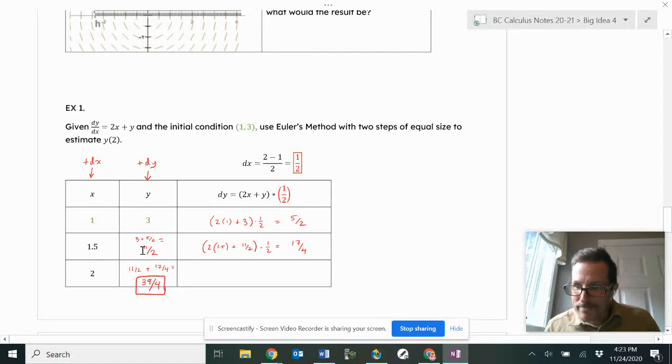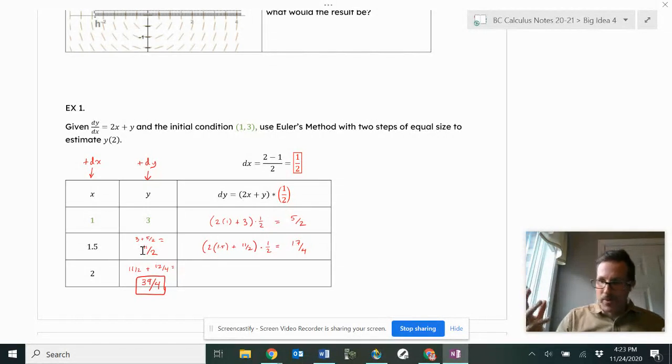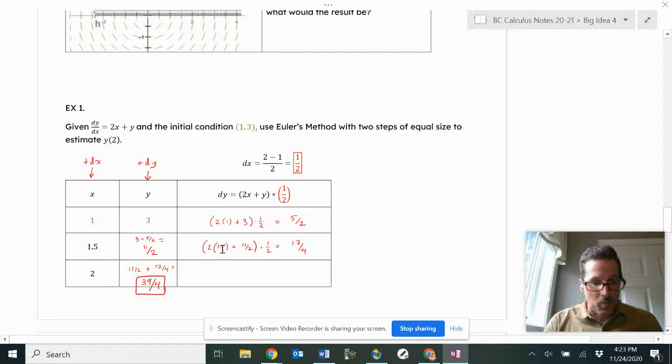And then what do we do? We do it over. Lather, rinse, repeat, right? You read your shampoo bottle at home and it says lather, rinse, repeat. You do it and then you do it again and you keep going. So we're going to do the same exact thing. We know we're going to move 1/2 to the right. We just don't know how far we're going to move in the vertical direction. So to calculate that, we need 2 times the x value plus the y value, multiplied by the change in x, which we calculated to be 1/2. Well, that turns out to be 17/4.